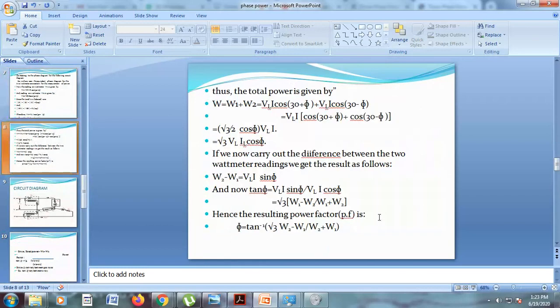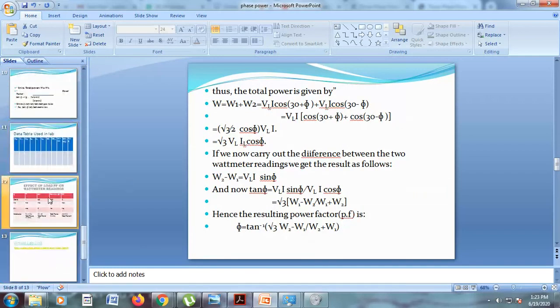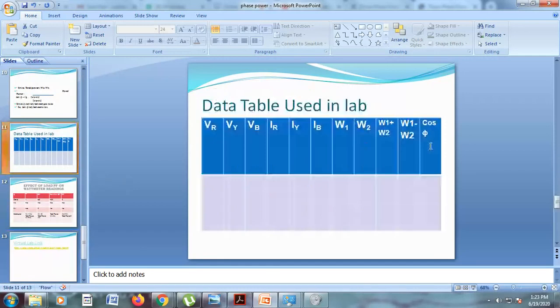In previous slides we already discussed that phi equals tan inverse of root 3 into (W2 minus W1) divided by (W2 plus W1). Okay, you take readings W1 and W2 from the virtual lab and you calculate the cos phi.